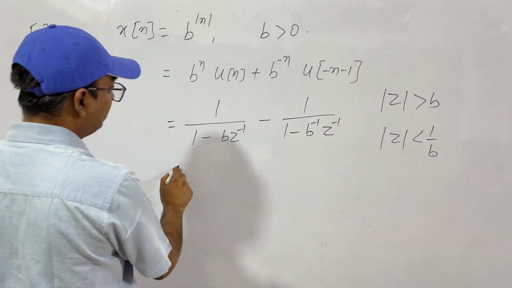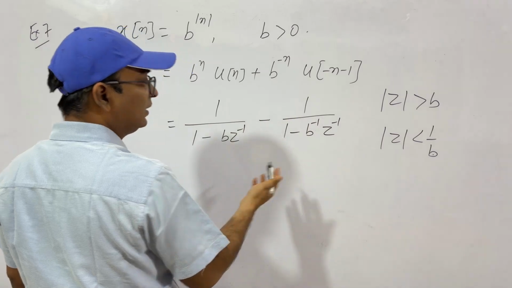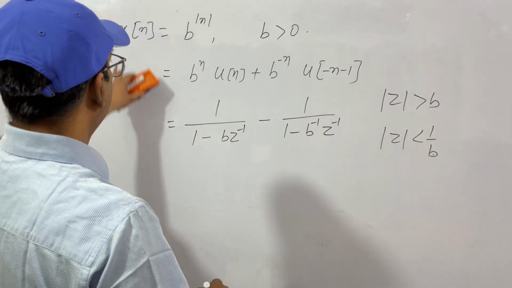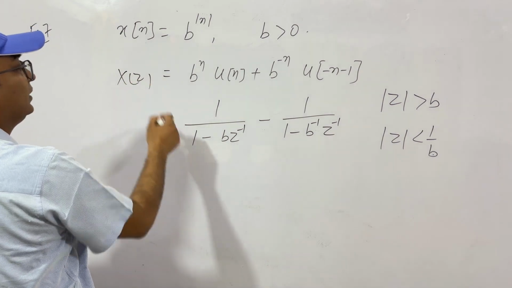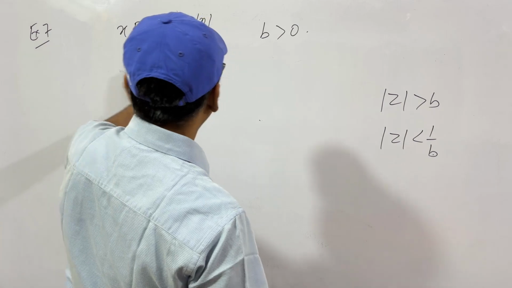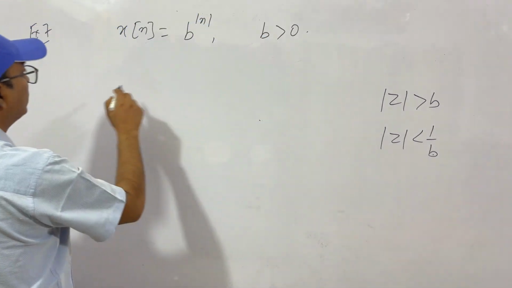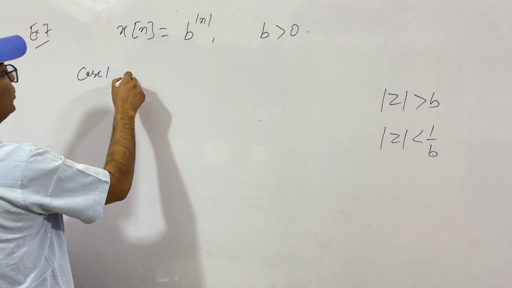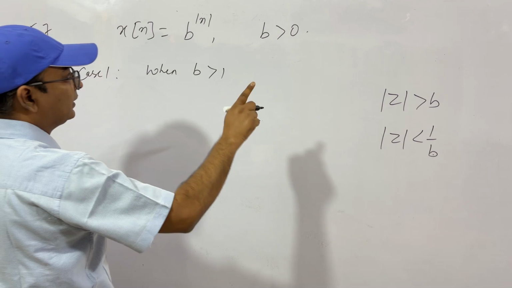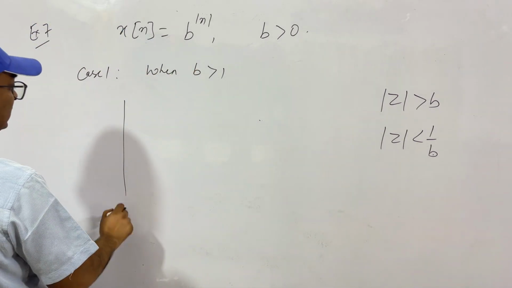If you want to solve it, you can add this into this, then you put this minus this, you can solve it. This is not very difficult. Now what's important is, I'm leaving you to take X(z), the value of X(z). Now what's important is the region of convergence to understand here. See, b is greater than 0, but the function will behave differently for two cases. First case, when b is greater than 1. And second case will be when b is between 0 and 1. So let's say for b greater than 1.